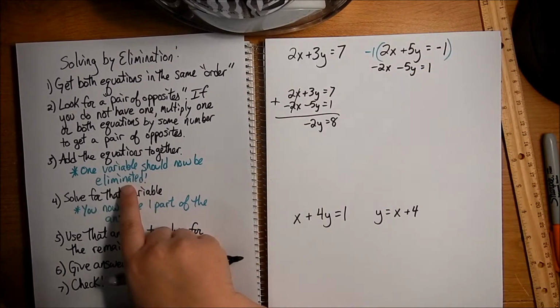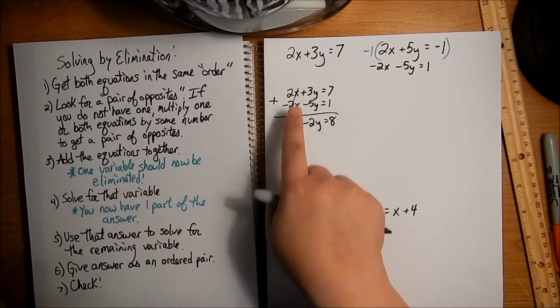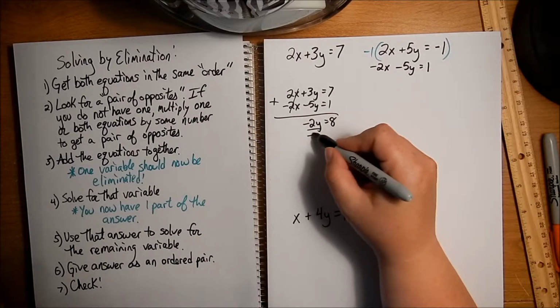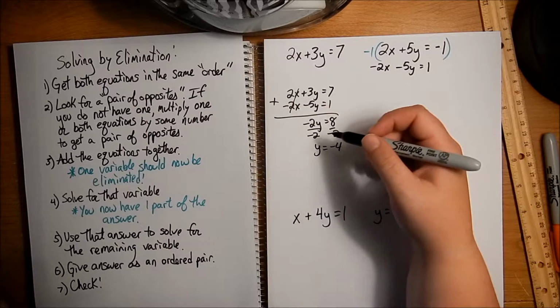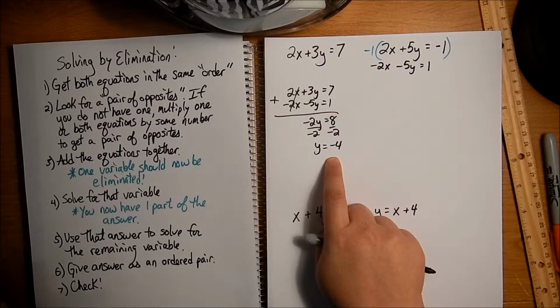So notice, just like we said over here, one variable should now be eliminated. It was. The x's are gone. So now all I have left is y. And I can solve for that y. So y is going to be a negative 4. So that's just step 4 that we did. I have one part of my answer. Remember, it's always x comma y, and I have the y part.